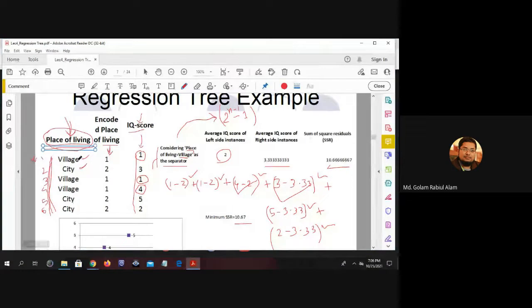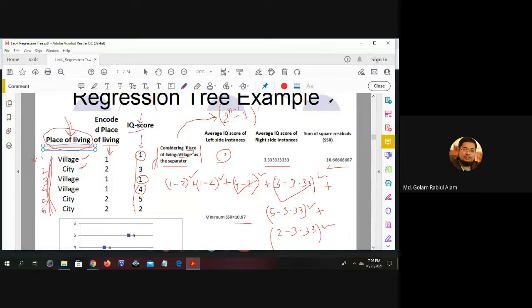Determining the separator is easy for that. No need to follow a similar process like with the age. So considering place of living equal village as the separator, again we have to think about the left side and right side.